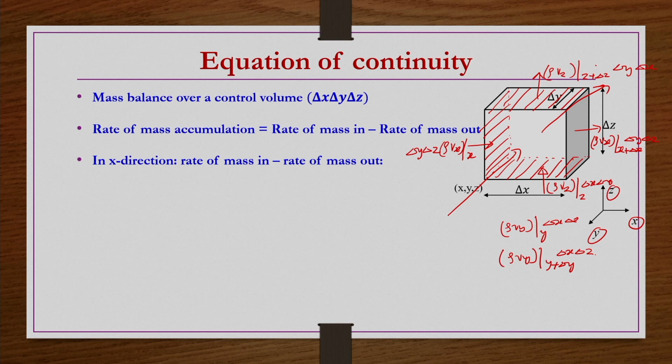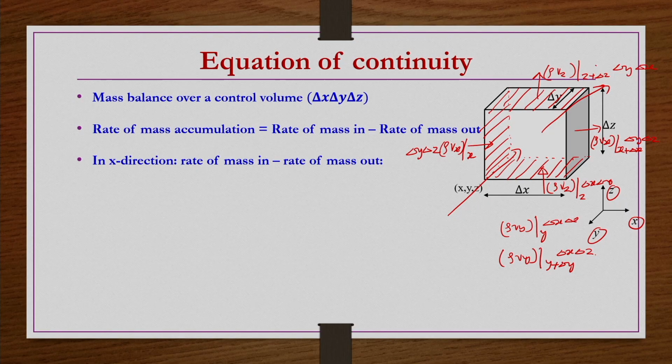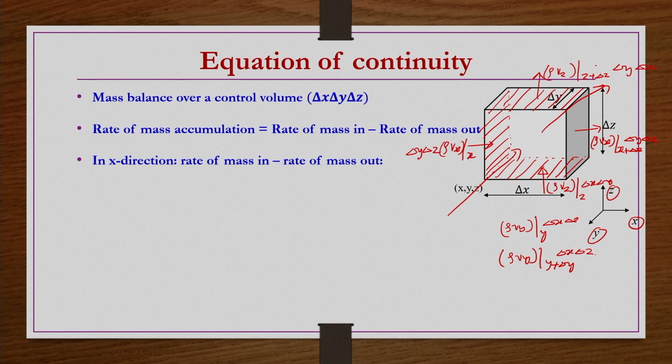Now, the rate of mass in for the entire control volume should be the addition of the mass in all three directions, x, y and z. Similarly, the rate of mass out for the entire control volume is the mass leaving at x plus delta x, y plus delta y, and z plus delta z locations. Individually we do them and then combine them together, so that we have the entire net rate of mass flow through the control volume.